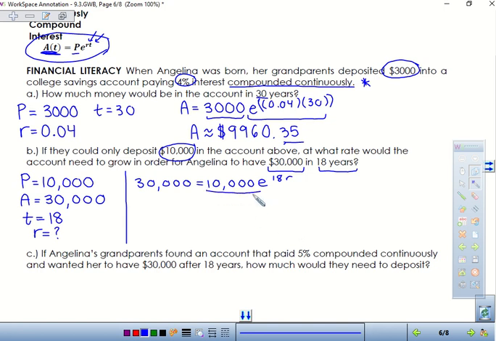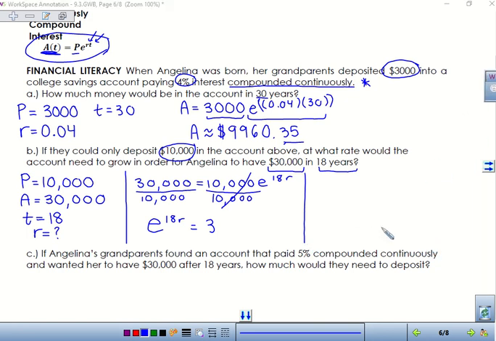So step one is to get the e, the thing that contains the variable we're solving for, by itself. So I divide both sides by 10,000. That gives me e to the 18R is equal to 3. So does everybody see how I got that? Okay. Now, what's the method we use to solve for when we have a variable in the exponent? We use the ln, the natural log, right? We're going to convert this to logarithmic form, okay? So it's going to be ln base e of what? 3 is equal to what?